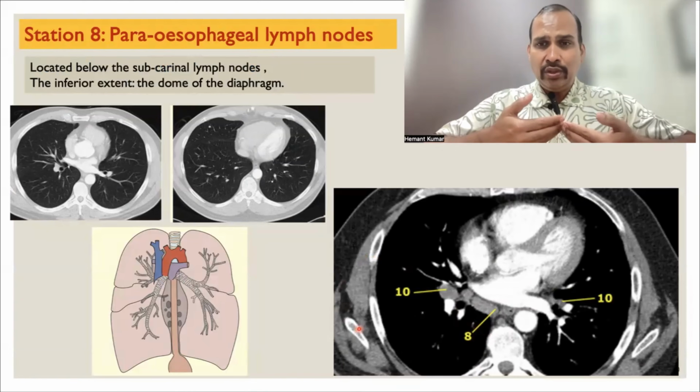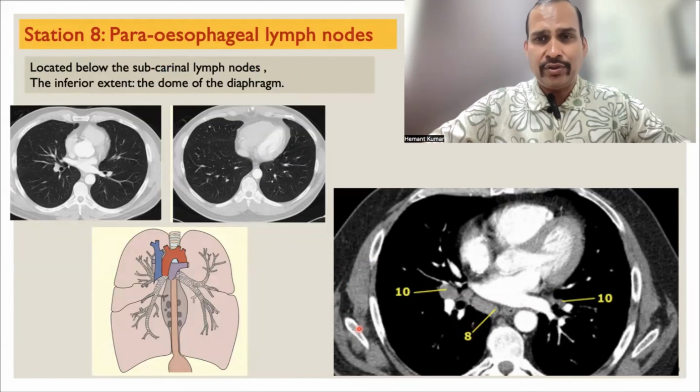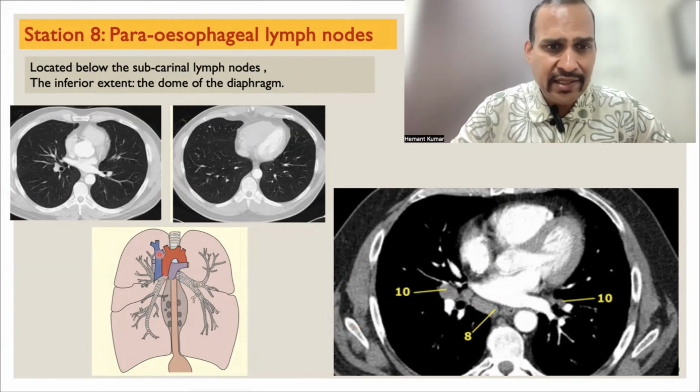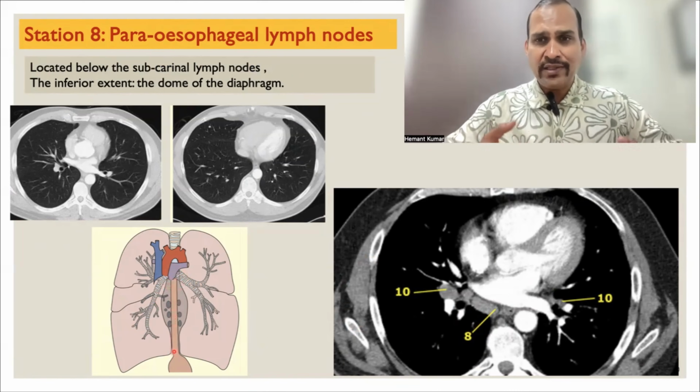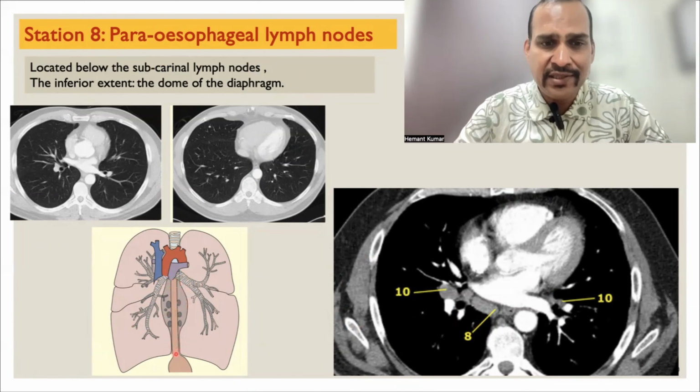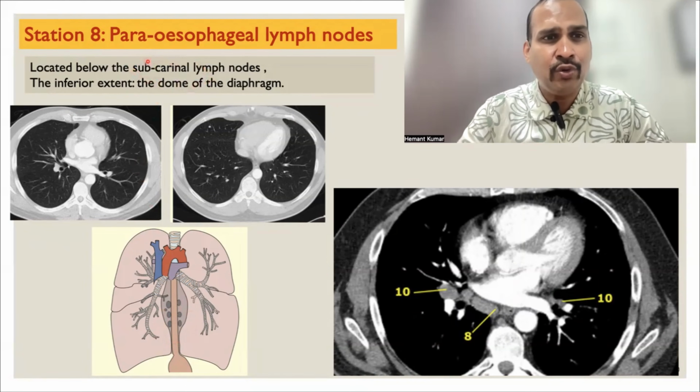So below the subcarinal lymph node, you can find the paraesophageal node, because the trachea is finished here. Okay, bifurcated. So below the trachea there is the esophagus. The esophagus is behind the trachea. So the trachea is finished, but the esophagus is there. So a lymph node along the esophagus is called a paraesophageal lymph node. It extends from the subcarinal lymph node to the dome of the diaphragm.